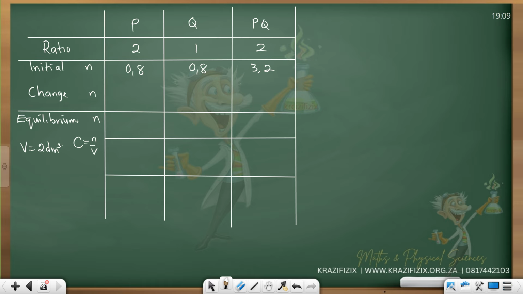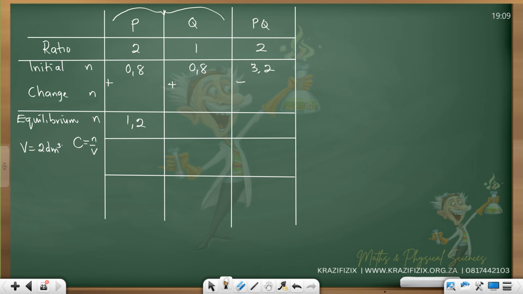Then they told us what happened at equilibrium. P now becomes 1,2. Instantly, you would see that that is a plus. And these two are on the same side, so both of them should be pluses. I cannot plus 1 and subtract 1. But on the other side, negative.